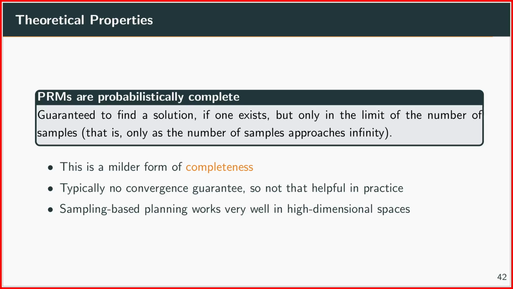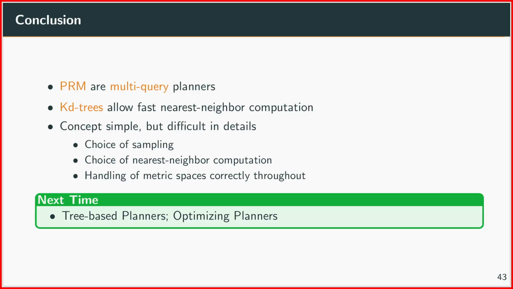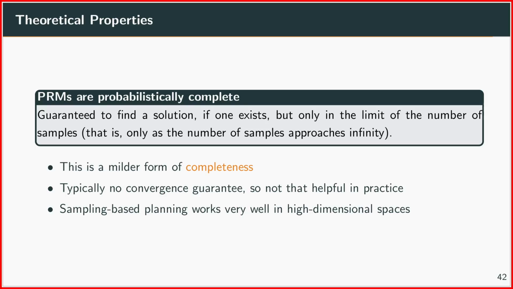And on the contrary, this also means that if there's no solution, then this algorithm will just never stop and just run indefinitely. Okay, any more questions to theoretical properties or PRMs?